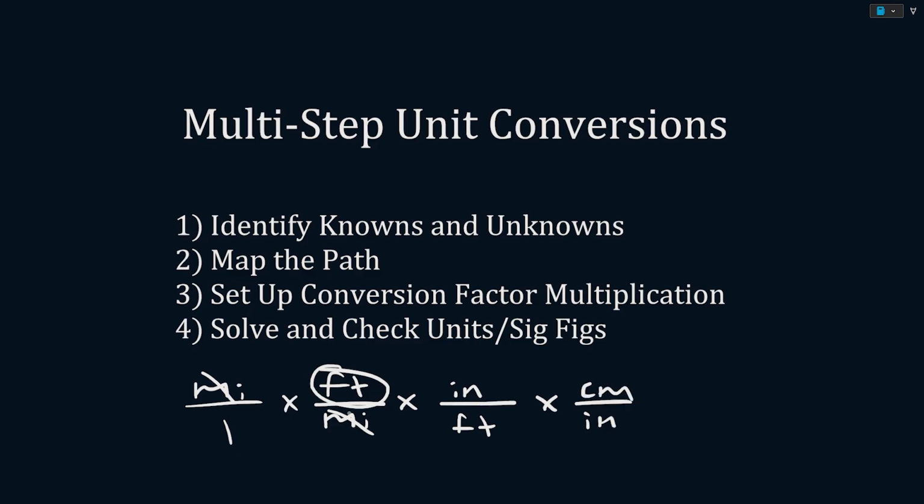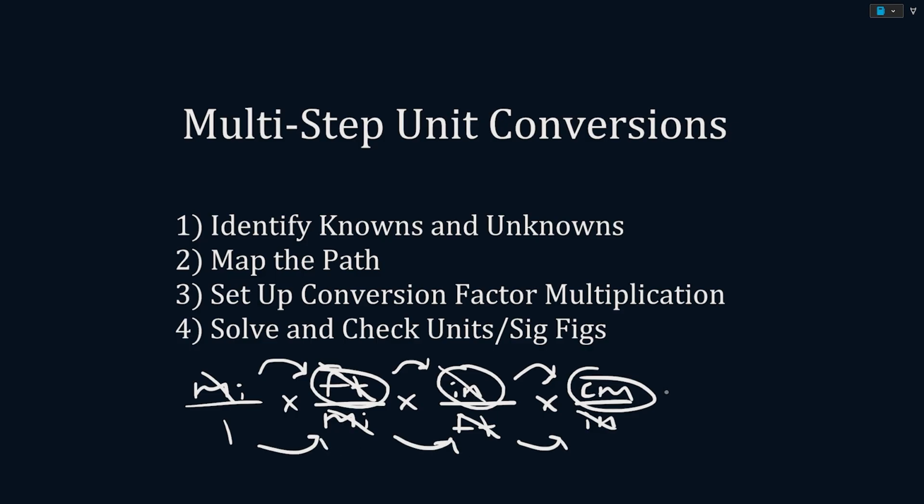Step 4 is to solve and check units and sig figs. First, you need to make sure that all the unwanted units cancel out correctly. In this example, miles cancel miles to leave us feet, then feet cancel with feet to give us inches, and then inches cancel to leave us with centimeters. In order to solve this, we multiply all the top values together and the bottom values together, and then divide the two products. Then you want to round your final answer to the correct number of sig figs based on the numbers given in the problem. If you always follow this process, unit conversions will never feel confusing.